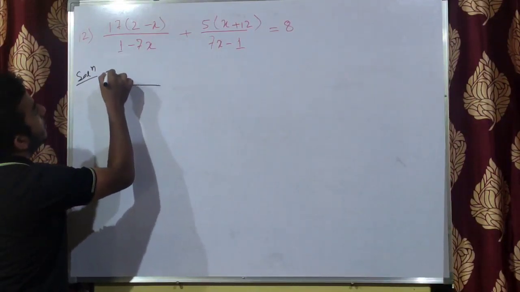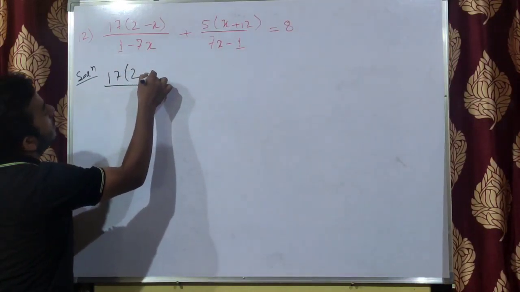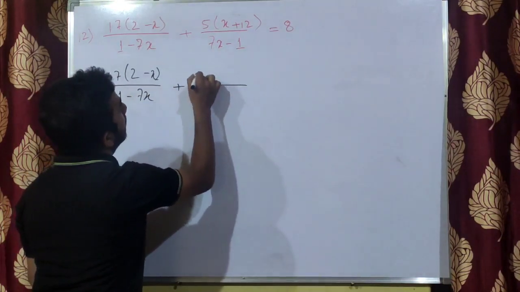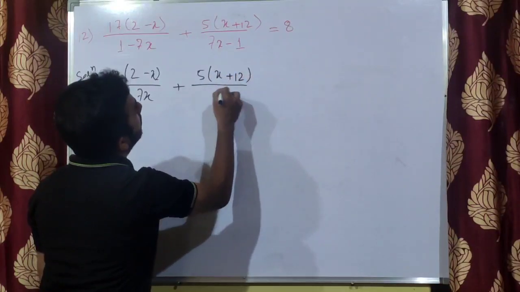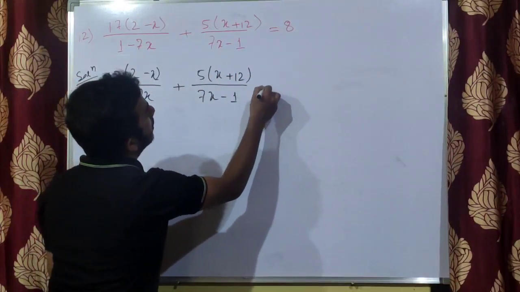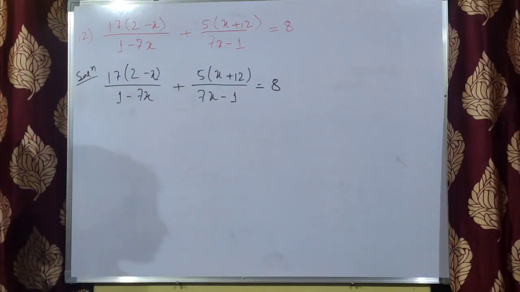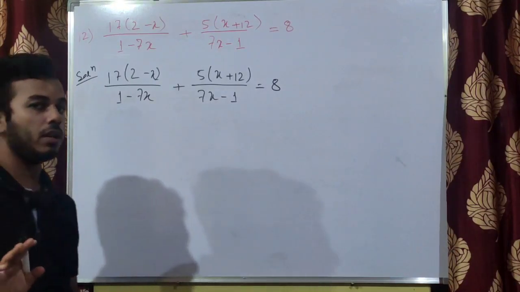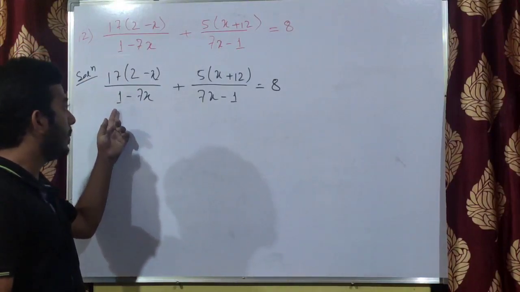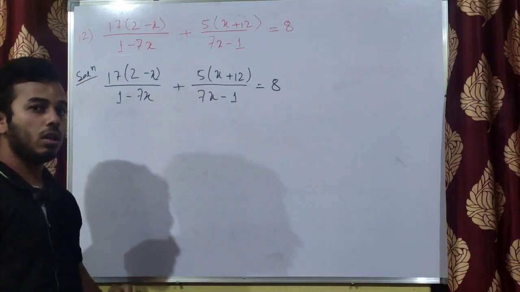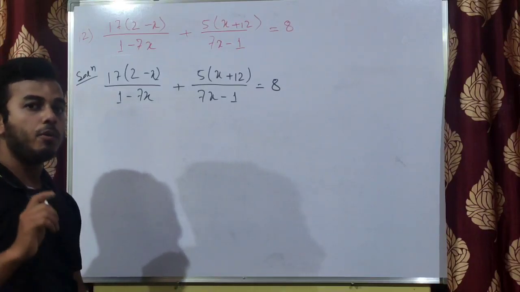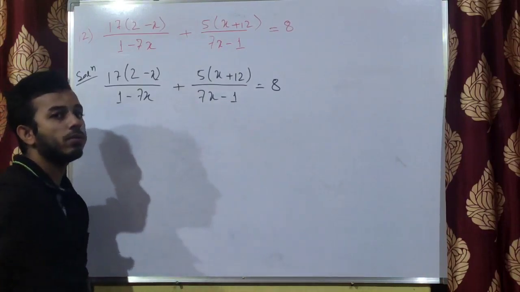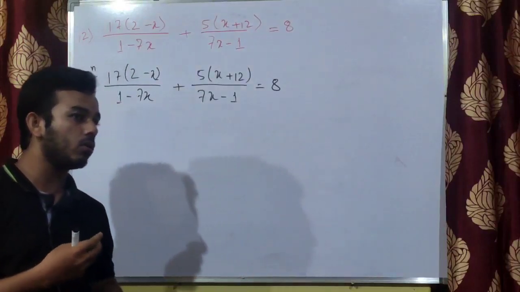So first of all we have to write the solution. It will be 17(2 minus x) by (1 minus 7x) plus 5(x plus 12) by (7x minus 1) equal to 8. Now think, what will be the LCM? 1 minus 7x and 7x minus 1. The LCM must be the same, right? Whether I take 1 minus 7x or 7x minus 1, between these two expressions I have to take one. I have to multiply 1 minus 7x and 7x minus 1. This will be a long process. Now think, what can we do?